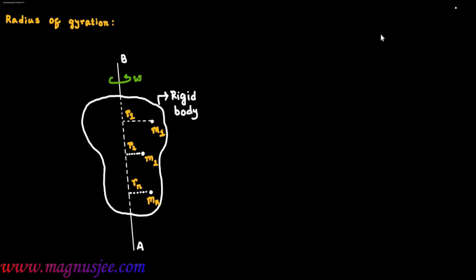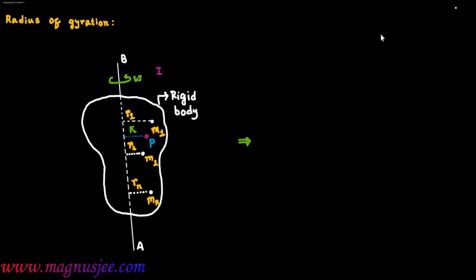So this is the rigid body of mass M which rotates about the axis of rotation AB with an angular velocity omega, and I is the moment of inertia of the rigid body about the axis of rotation AB. We can consider a point P which is at a perpendicular distance K from the axis of rotation AB. Here K is the perpendicular distance of the point P from the axis of rotation AB.